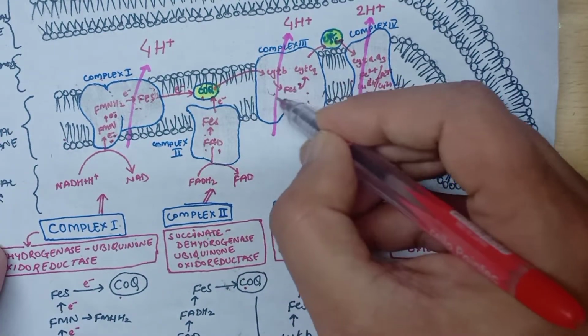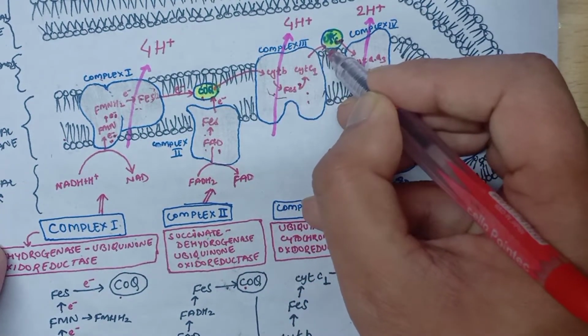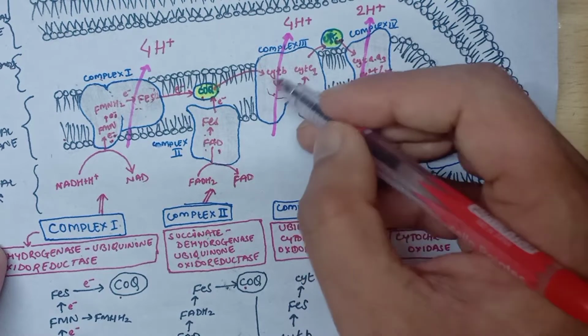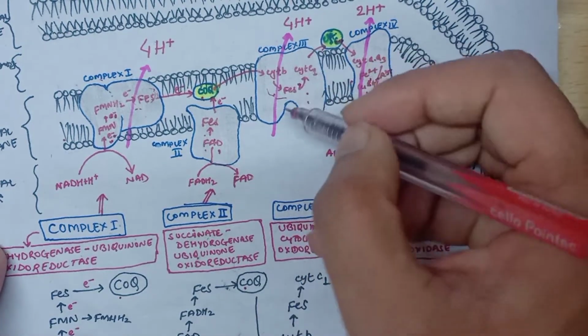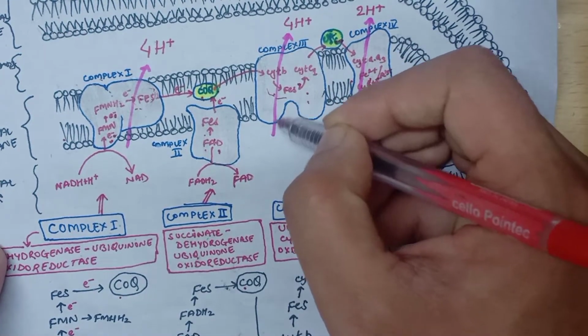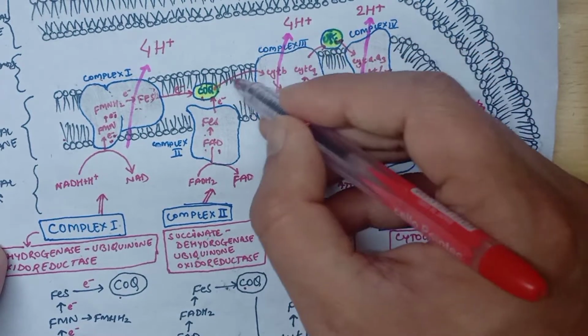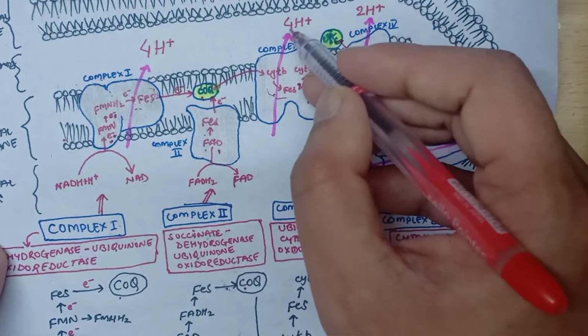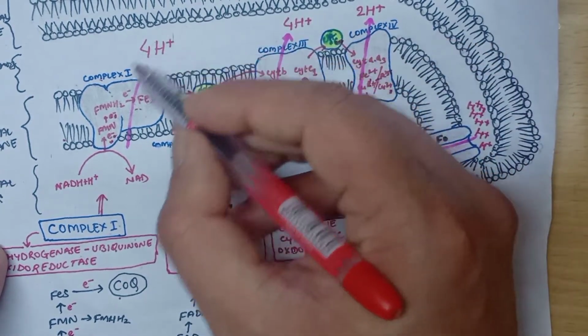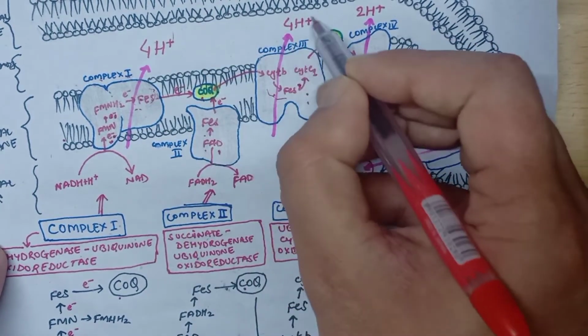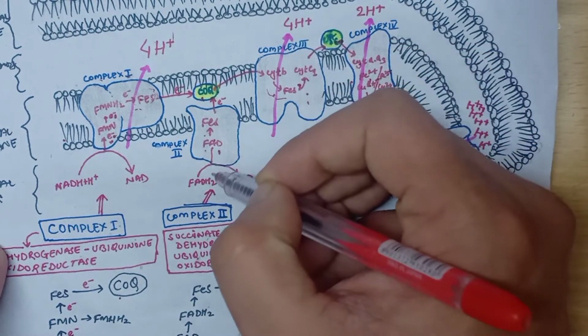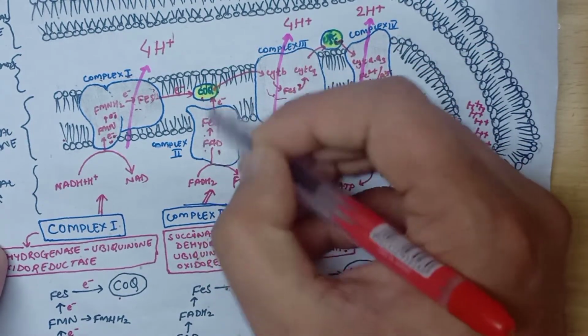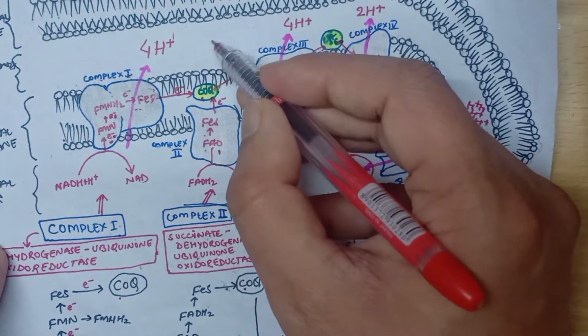So during the transfer of electron from complex 3, near about 10 kilocalories of energy is released, and this energy is used to drive 4 protons across the inner mitochondrial membrane into the intermembranous space. So we got 4 protons from complex 1 and 4 protons from complex 3, and complex 2 will not pump any proton into the intermembranous space.